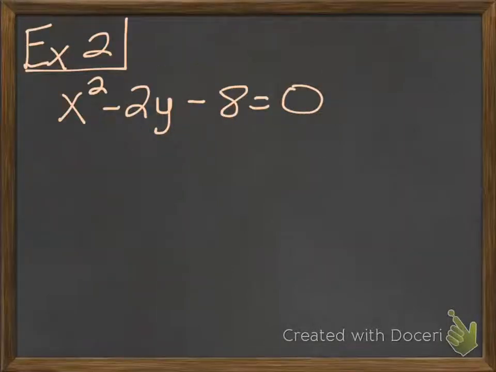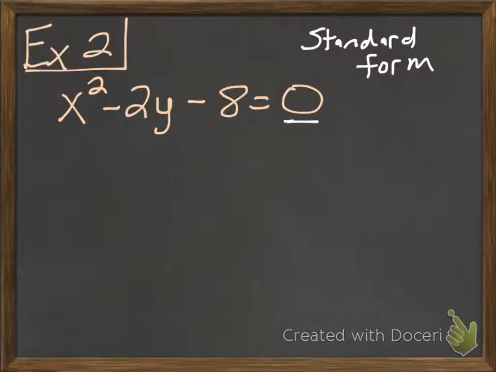Let's take something that is in this form. Now this quadratic equation takes the form of standard form. And you want it still to be set equal to 0. Now in standard form, it has to take on the form ax squared plus bx plus c equals 0.